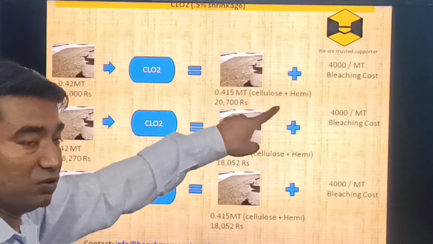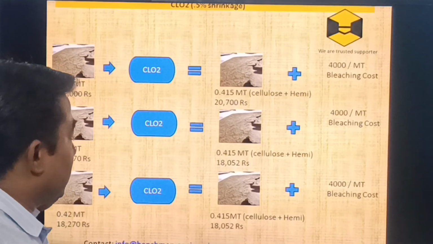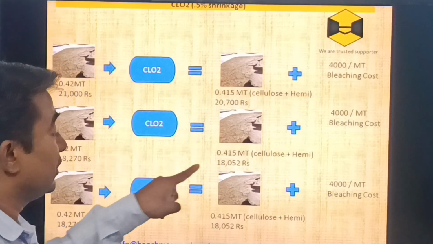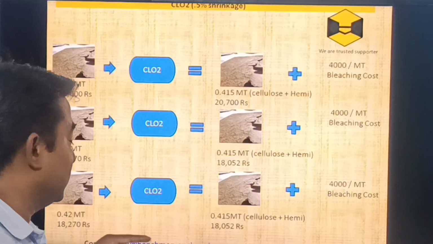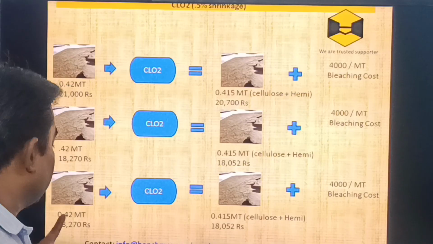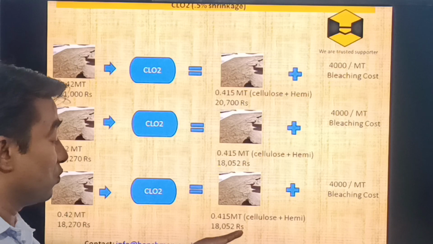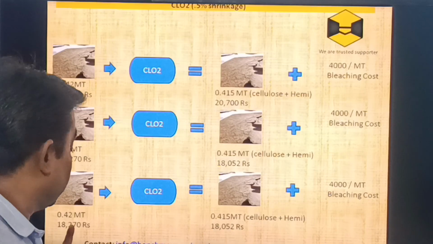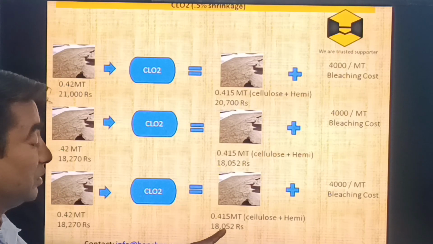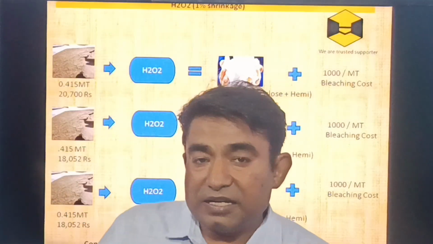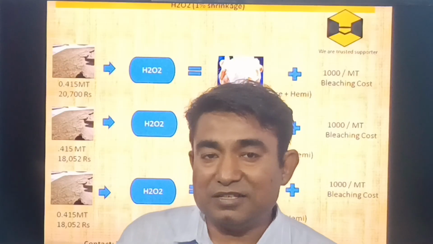It is a combination of cellulose and hemicellulose. In case of wheat straw, it is shrinking 0.42 metric ton to 0.415 metric ton. In terms of value, in case of bagasse, with the ClO2 bleaching, the pulp has shrunk from 0.4 to 0.415, meaning the worth of the pulp has shrunk from 18,270 to 18,052.